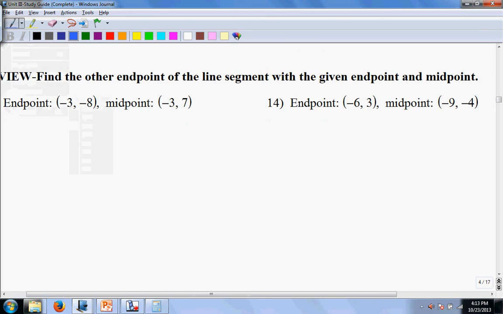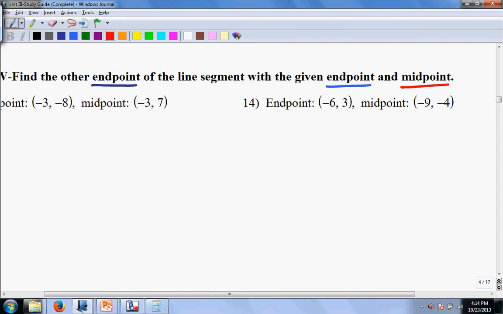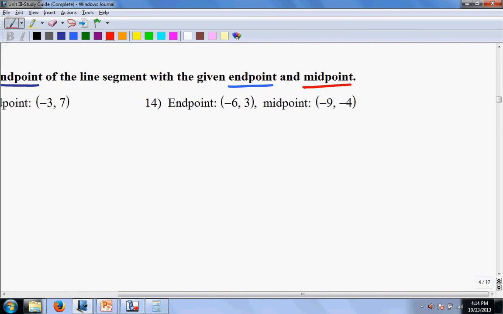Okay, it says find the other endpoint of a line segment given an endpoint and a midpoint. Now be careful with this. Do not immediately stick it into the midpoint equation. Let's just do a visual. It's easier to do this if you simply have a visual and you label everything first. So just draw a quick sketch here. That's why I left you lots of space.